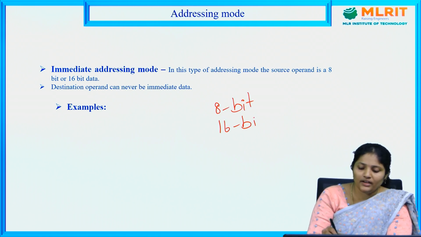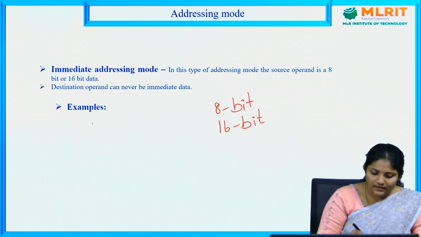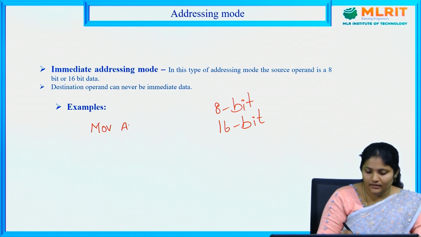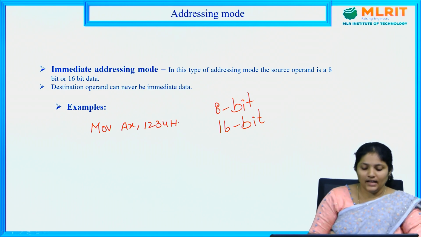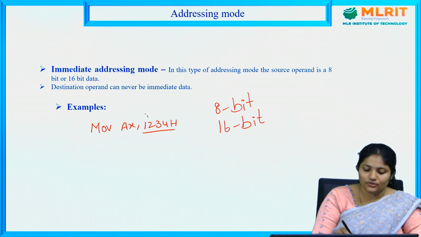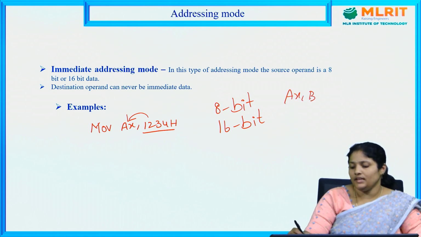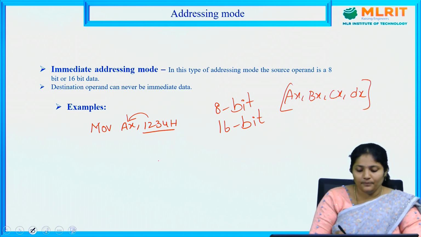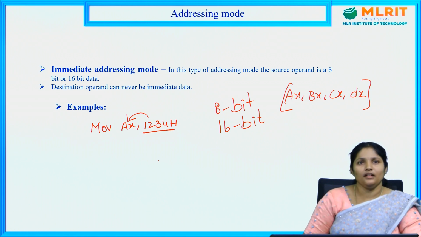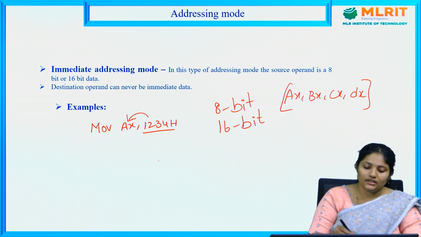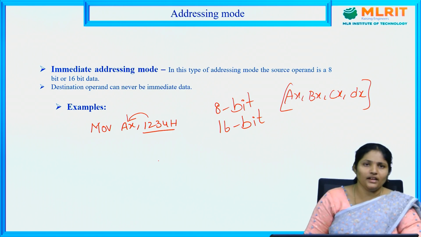Let us consider one example. Here you can directly see that I am moving 1234 data into the AX register. In 8086 we have 4 general purpose registers AX, BX, CX and DX to perform general regular operations. Here I am moving the immediate data 1234, which is immediate 16-bit data, into the AX register. So directly we can transfer the raw data to any one of the registers.